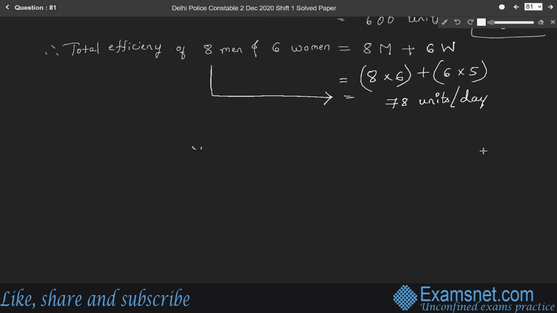Therefore, the time taken by 8 men and 6 women is equal to work by efficiency.